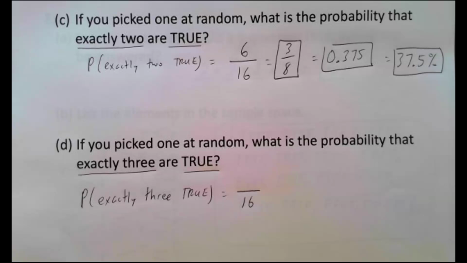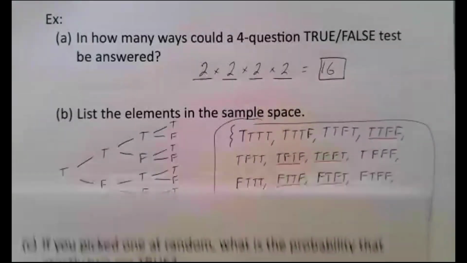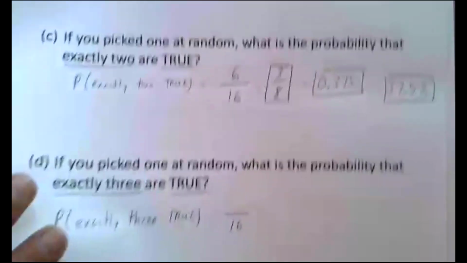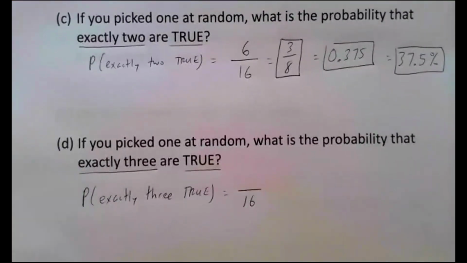There are still 16 things that could happen if you were to answer a 4-question true-false test. We know that because we just did that, and they're right here. All 16 of them are right here. But now let's go see how many of those 16 have the probability that exactly 3 are true, because that's what I'm going to put on top now. I'm going to use a blue pen for this one.